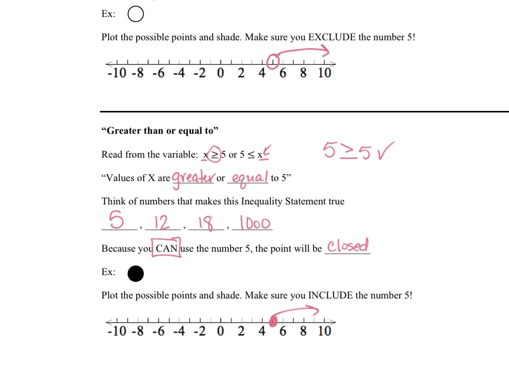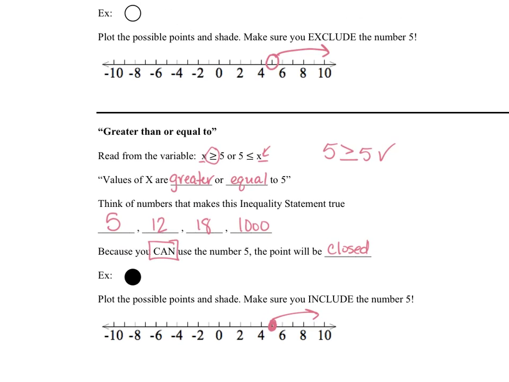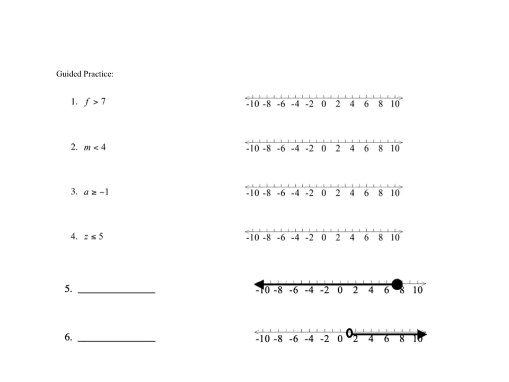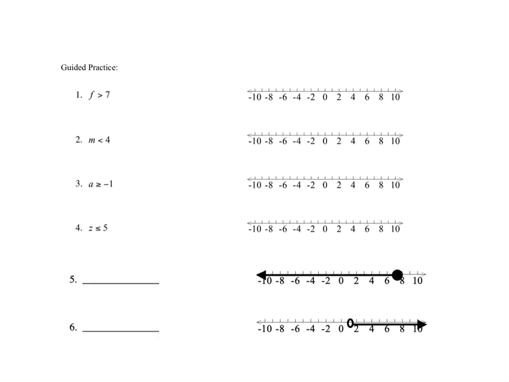One thing I want to point out is when you write your solution with the variable first, and it has to be set up this way, your symbol will point the direction of your arrow, but only if you put your variable first. Okay, so next we're going to practice. I want you to pause the video and do these and then see how you do. I'm guessing you're going to do great.